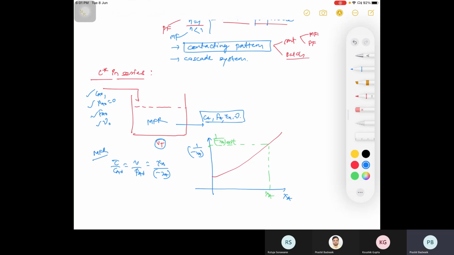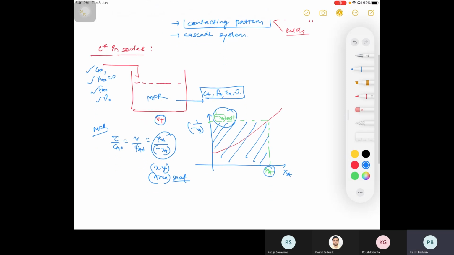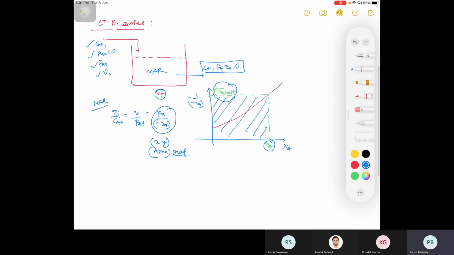Okay, now this is your XA, this is your 1 by minus RA, and you are having this X into Y, that is your area of rectangle, right? Area of rectangle. So here it is this area, right, for conversion XA. Okay, so this was about Levenspiel graph. Now first here also you write this is your Vt divided by Fa naught, right? Vt divided by Fa naught.